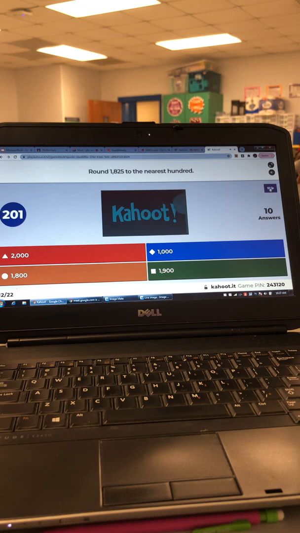Underline the digit you're rounding to, put a box around the one to the right. The one on the right shows the left. And it either needs to stay the same or raise the score.